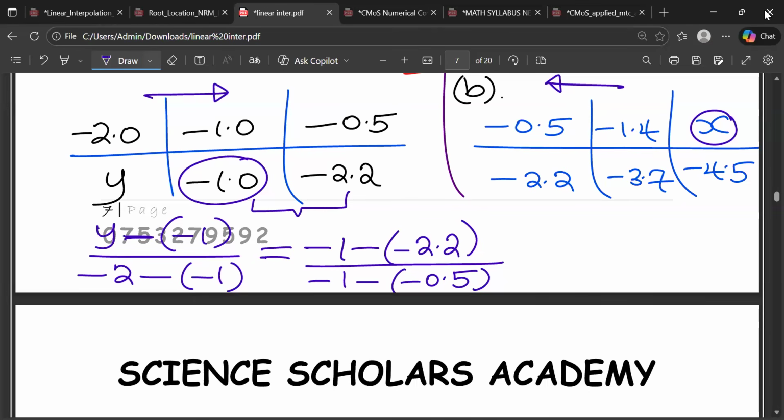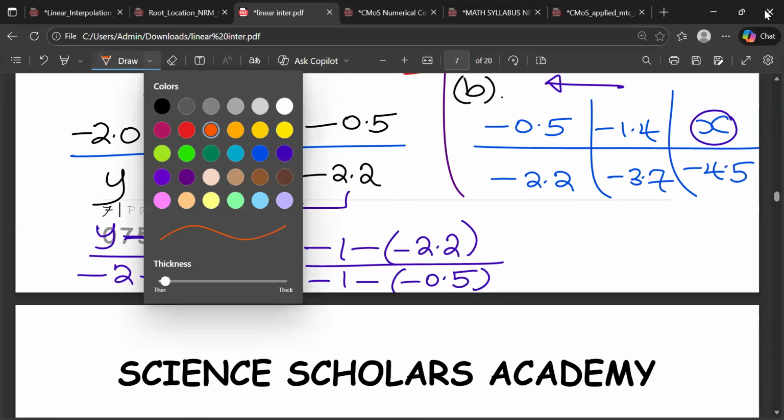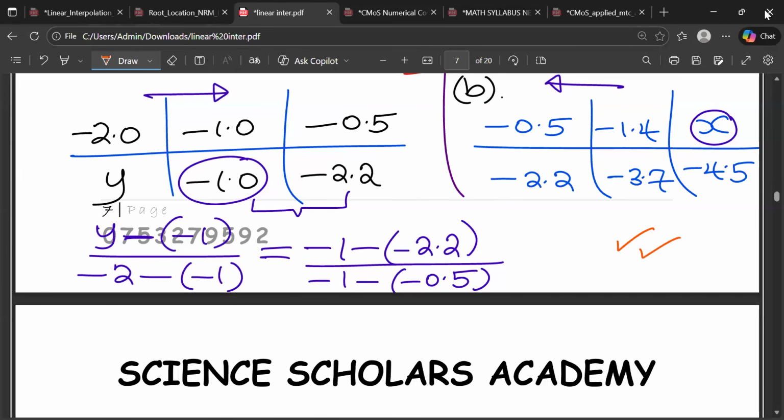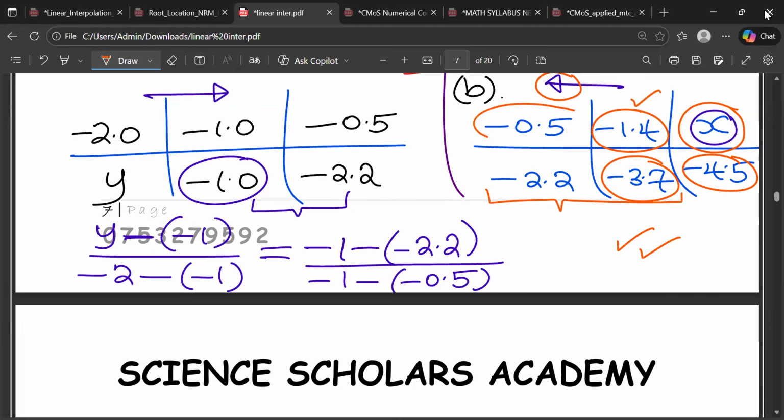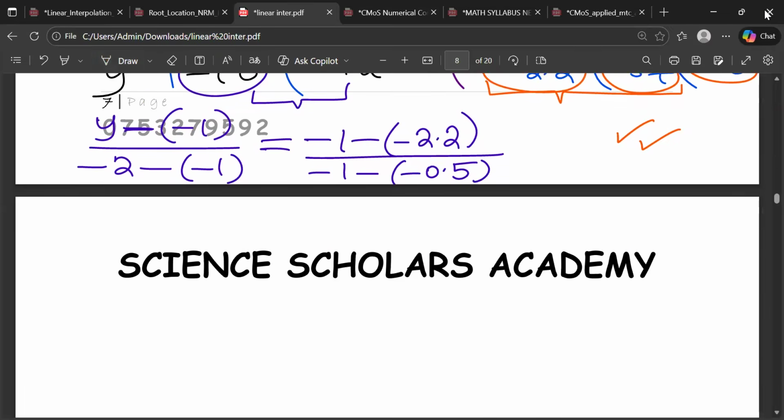This direction, I'm not going to do it, but I'm going to just say it, and you people will understand. You will have to say x minus negative this over negative 4.5 minus negative this. Then the other side, you'll have only this as the knowns. And because of this direction, what will you have? Negative 1.4 minus negative that over negative 3.7 minus negative that. You get? But this time round, it's a bit different.